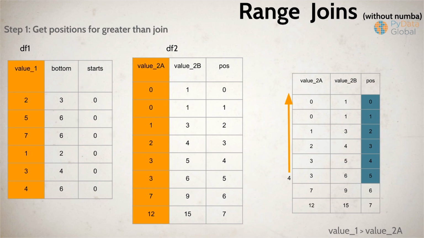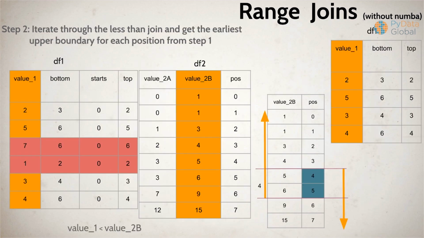Now, if we stop here, what we have to do now is take the value number 4 and check each position within value_2b, all the way from 0 to 5, and find the rows where 4 is less than value_2b. For small data, that might not be a problem, but we want to be more efficient. Again, the whole idea is do less work as much as possible. And that is where the next step comes into play.